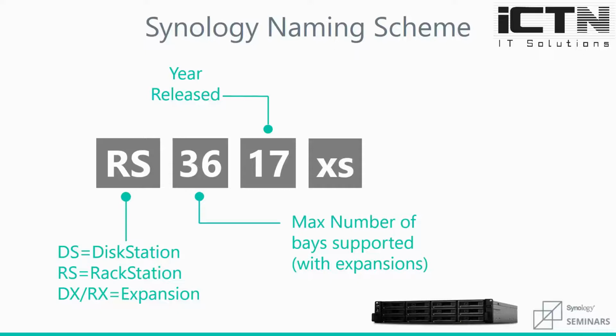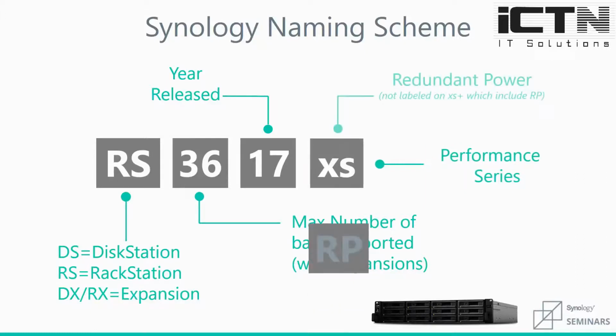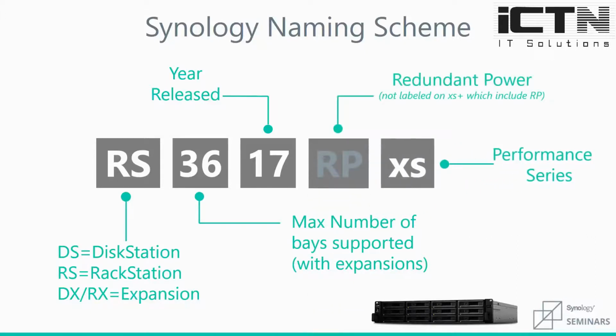And to the right of that, you'll have the performance indicator. This will range anywhere from a J to an XS Plus and helps denote the overall performance level of the unit itself. We do want to highlight one thing though. In some of our product names, there will actually be an RP before this XS. Now this just states that this is a redundant power version of that existing XS unit.